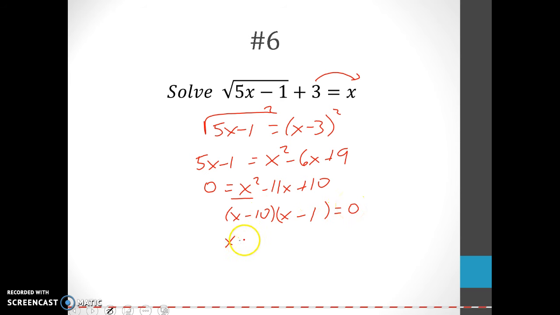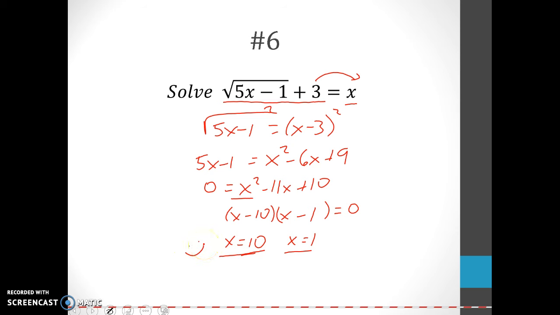Which means one of my possible solutions is 10. The other possible solution is 1. Let's just try both of these and see if they both work. If I plug in a 10 here, I want this side to be equal to 10. So 5 times 10 is 50. 50 minus 1 is 49. The square root of 49 is 7. And 7 plus 3 is 10. So this one does work.